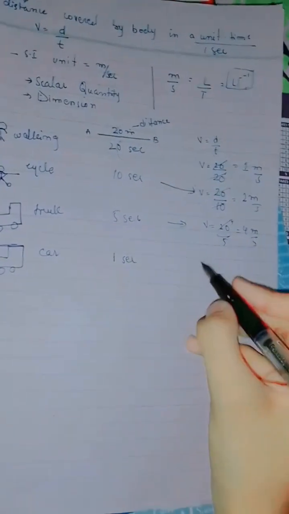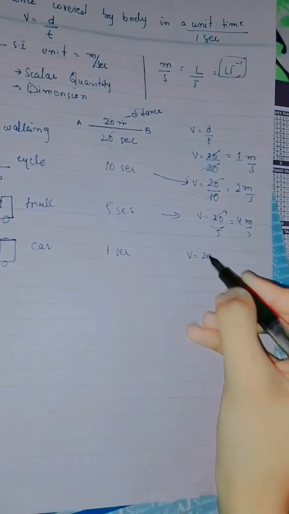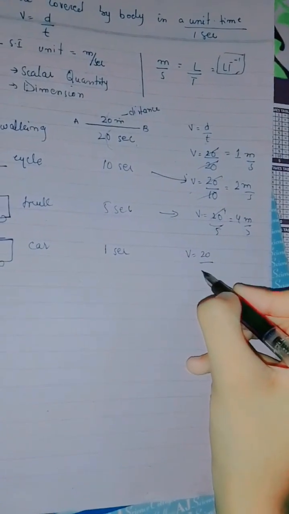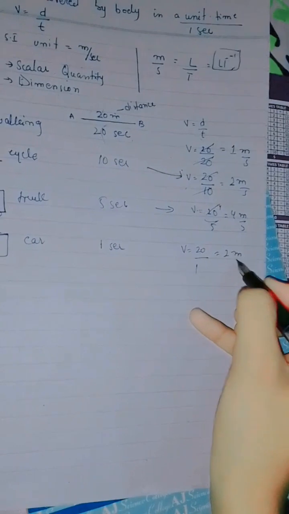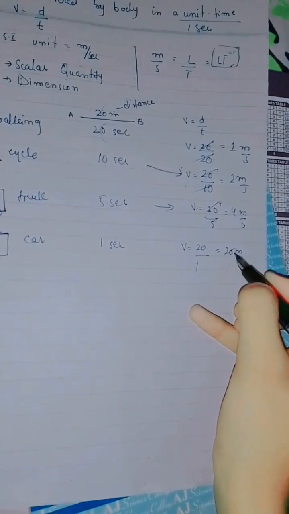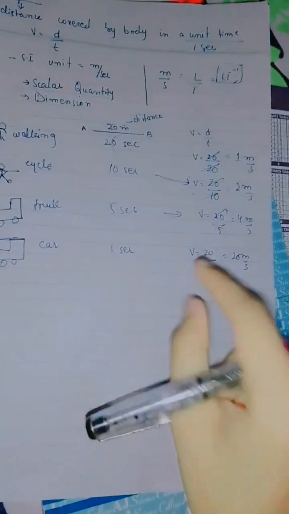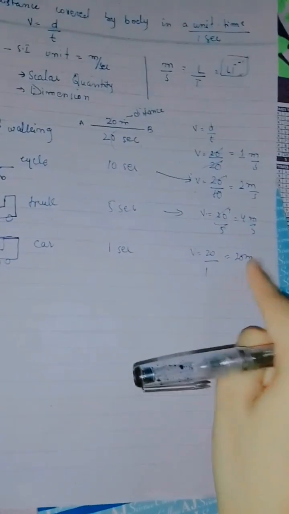Now the car person: the distance is 20 and the time is 1 second. So it will be 20 meter per second. It means that in 1 second he has covered 20 meter.